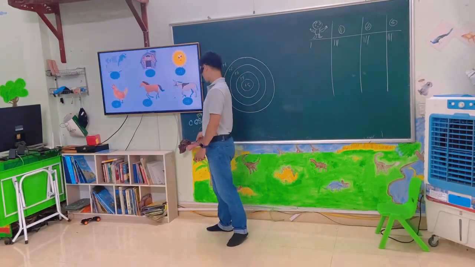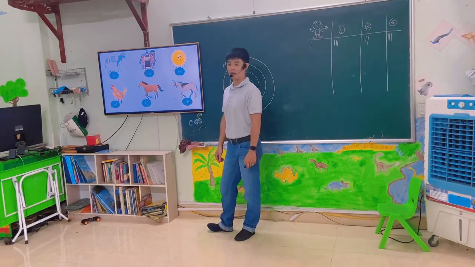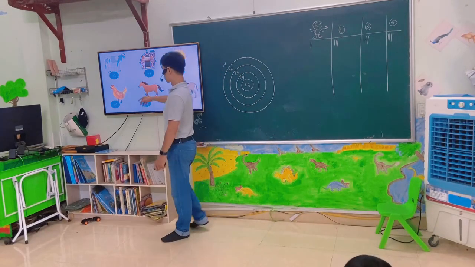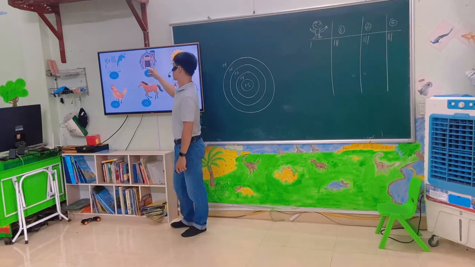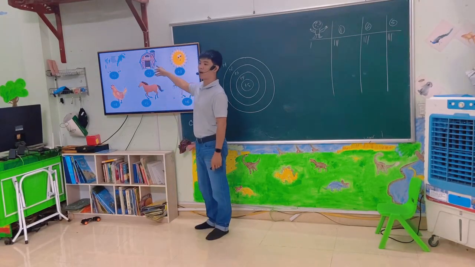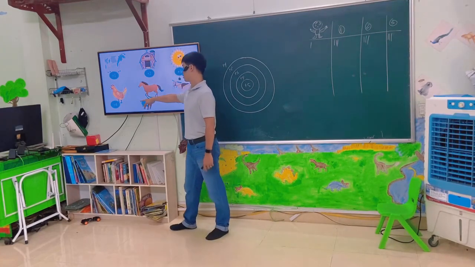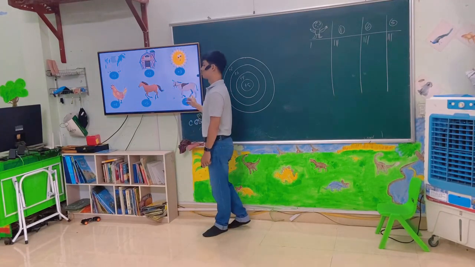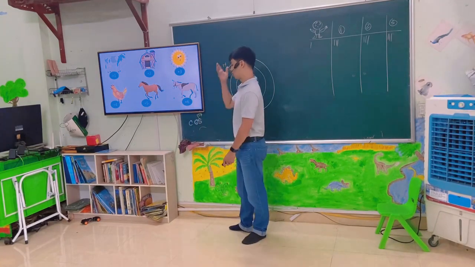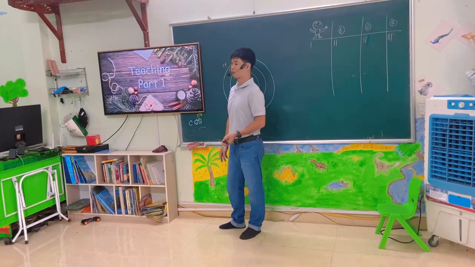So now let's come to the review. In the last lesson we learned about some kinds of farm animals, okay? So this is the cow. Everyone ask it? Cow. And this is the barn. And this is chicken. And this is horse. And last one? Donkey. Yes, that's good.